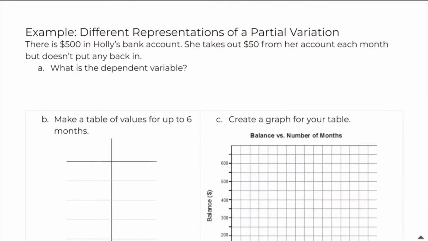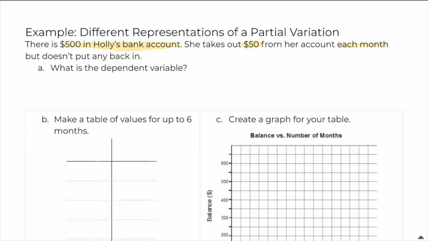Let's take a look at this example here, because sometimes partial variation will have an increasing rate of change and sometimes it will have a decreasing rate of change. So here it says there is $500 in Holly's bank account. She takes out $50 from her account each month, but doesn't put any money back in.